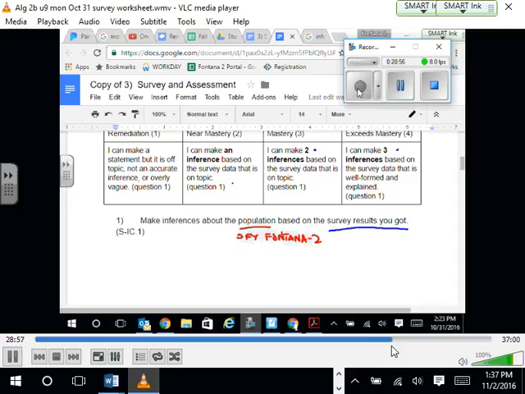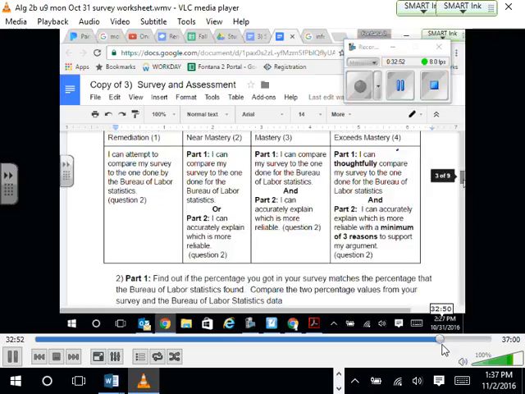And from there, we're going to find out if the percentage that we got on our survey was the same as the one that the Bureau of Labor Statistics got. So I'll read it out. Number 2, find out if the percentage you got in your survey matches the percentage that the Bureau of Labor Statistics found. Compare the 2 percentage values from your survey and the Bureau of Labor Statistics.